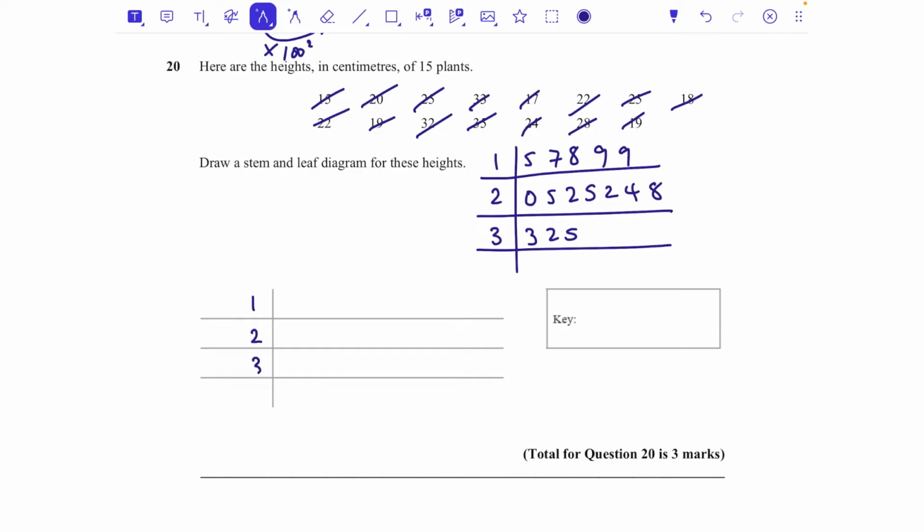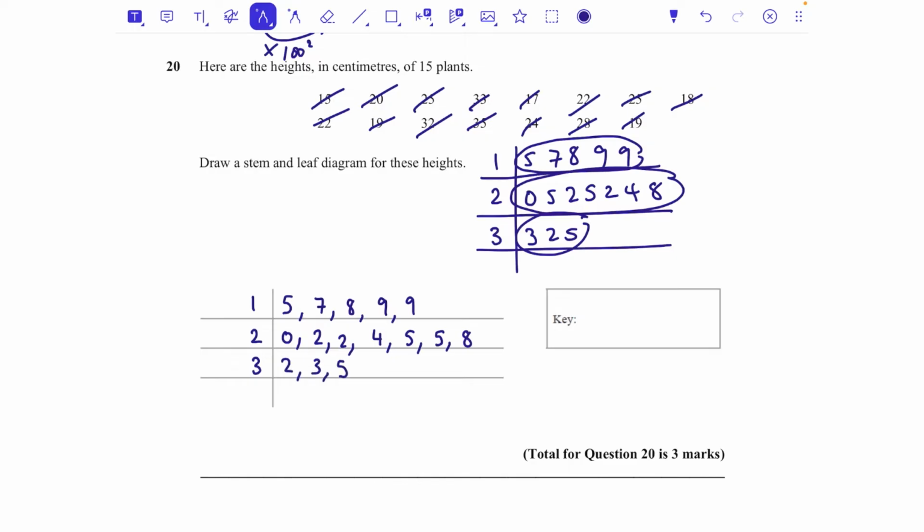And now I'm just going to reorder them. So I've got 1, 2, 3 like that for the 10s, the 20s, and the 30s, and now I need to put these numbers in order. Actually, those ones are, so that's okay. 5, 7, 8, 9, 9. And then for the 20s, now I've got to order these numbers. So 0 is going to be my smallest, then I've got a 2, then another 2, then a 4, a 5, another 5, and an 8. And then last but not least, I'm going to order these ones as well, 2, 3, 5. So it has to be in order.